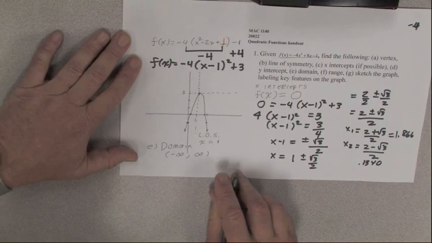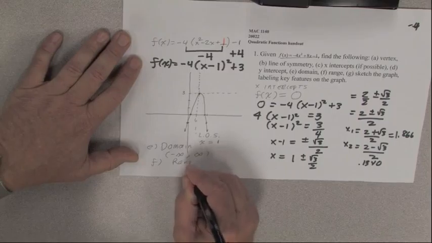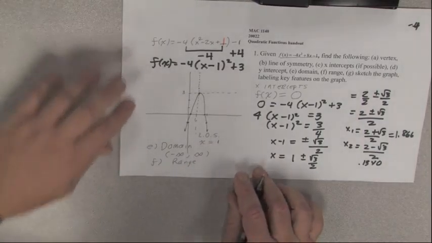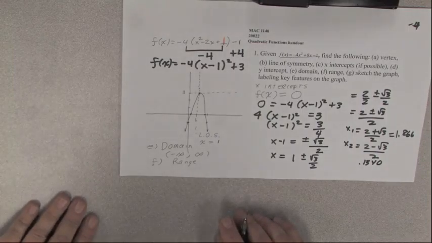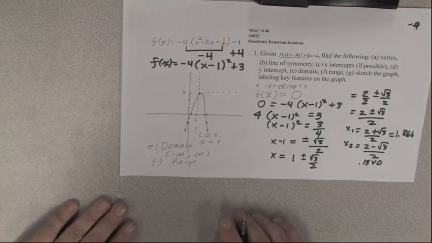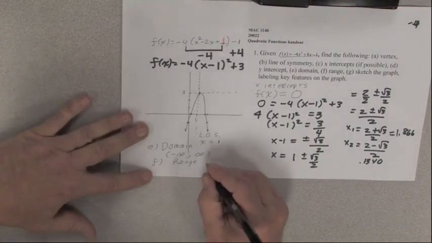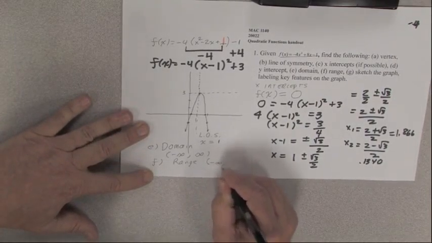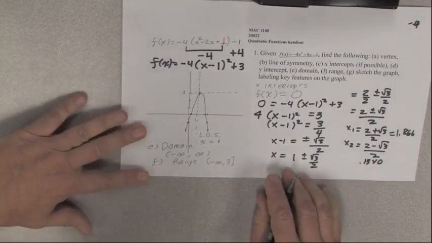Now the range we're going to determine from the graph. The range is the values of y. So from the graph we see that the graph reaches its peak at 3 and doesn't go any higher. And so the range will extend from 3 to negative infinity. But we write it from low to high. We write negative infinity on the left, 3 on the right, and put a bracket around the 3.